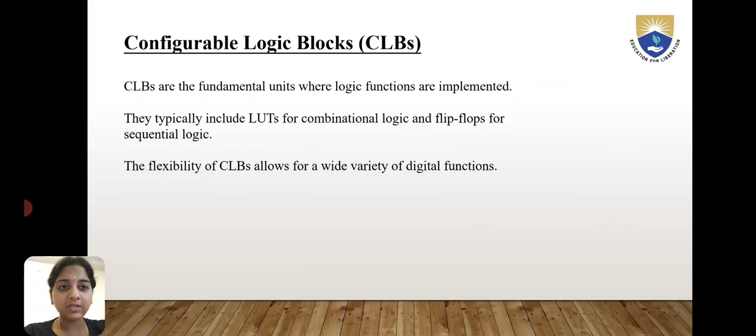Configurable logic blocks. CLBs are the fundamental units where logic functions are implemented. They typically include LUTs for combinational logic and flip-flops for sequential logic. LUTs are lookup tables, where lookup tables are used for combinational logic and flip-flops are used for sequential logic. The flexibility of CLBs allows for a wide variety of digital functions.